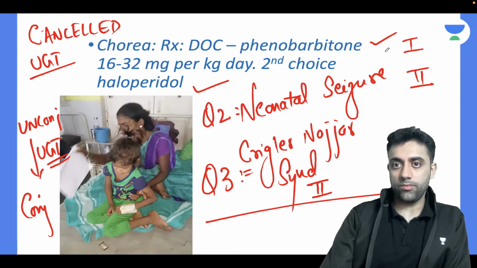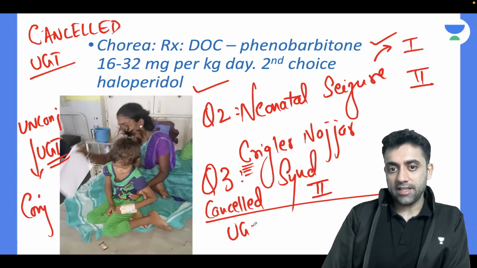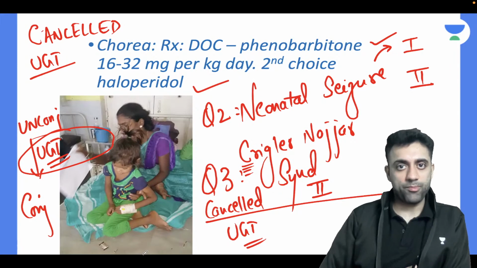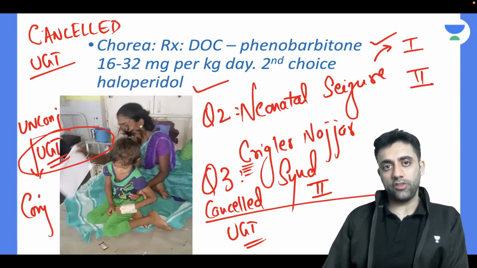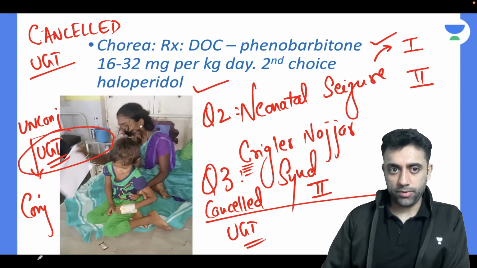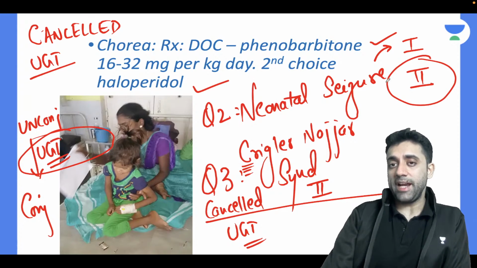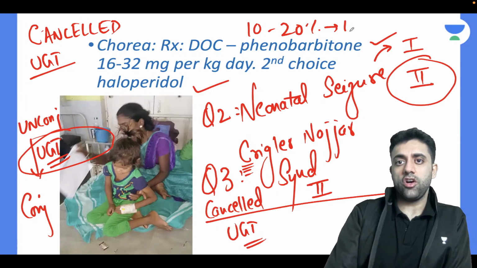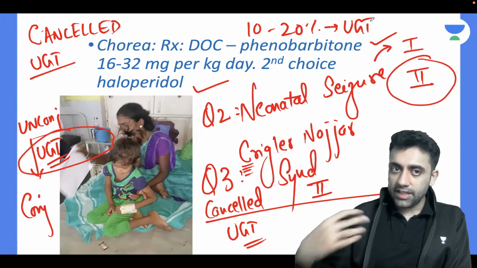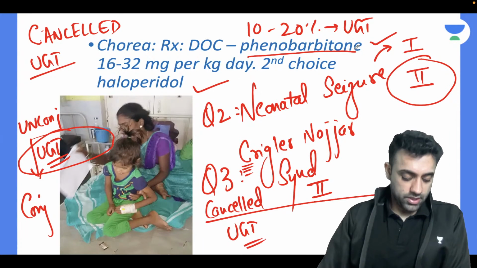So in Crigler-Najjar syndrome type 1, C for Crigler-Najjar, C for cancelled UGT enzyme. Cancelled UGT means total deficiency of the UGT enzyme, and that will lead to unconjugated hyperbilirubinemia, because if there is deficiency of uridyl glucuronide transferase enzyme, then unconjugated bilirubin will not be able to get converted into conjugated bilirubin. That is type 1 Crigler-Najjar. In type 2, there is 10 to 20% activity of the UGT enzyme. Enzyme is still a little present, and to increase that activity, the drug of choice is phenobarbital.